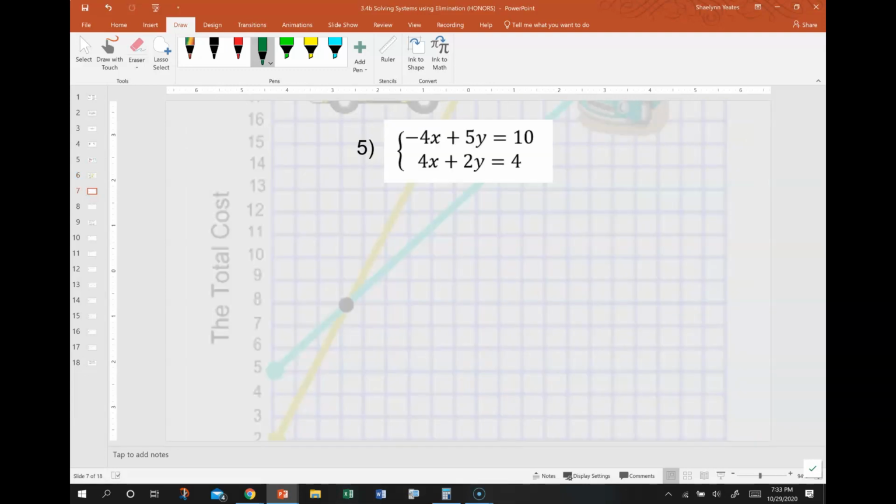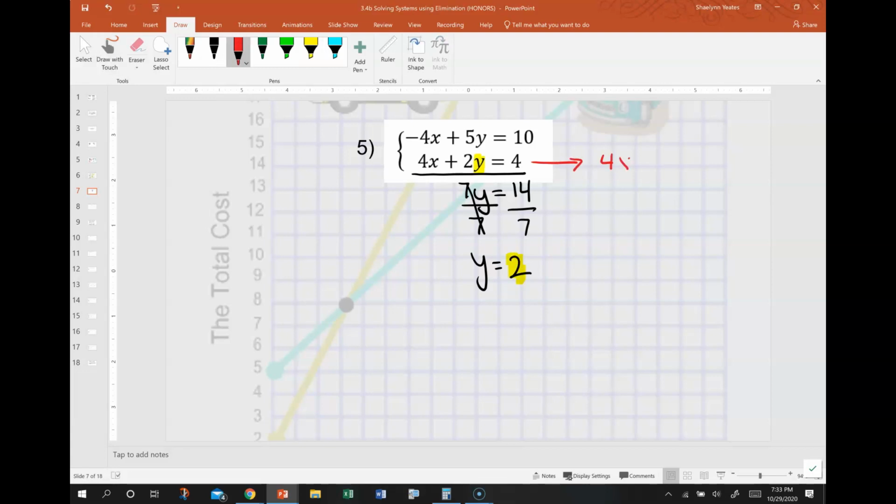So let's go ahead and try this one out. So let's see what happens when I just add these together. So I've got negative 4x plus 4x, well that goes away. 5y plus 2y, that's 7y. And then I've got 10 plus 4, well, that's 14. From here, I only need to divide both sides by 7, and I get y equals 2, which is quite lovely, because then I just take this 2 and I plug it in for a y. I'm going to plug it in for this y.